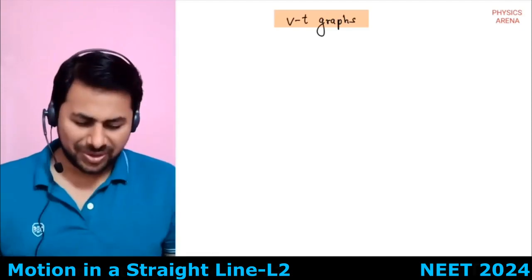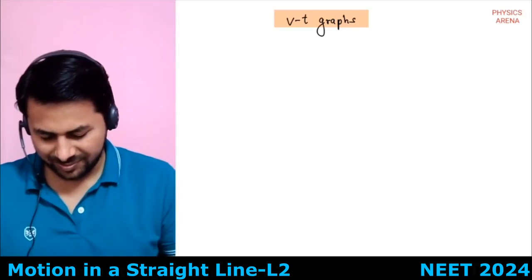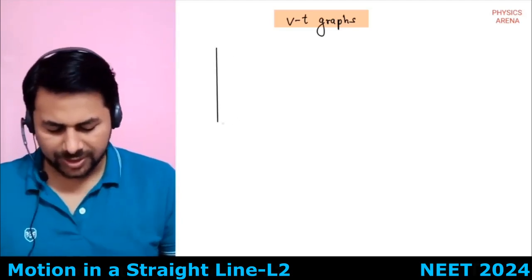So, how will the velocity versus time graph look like if the object is at rest? Tell me. How much velocity does it have?